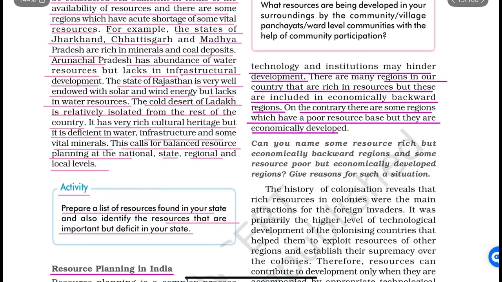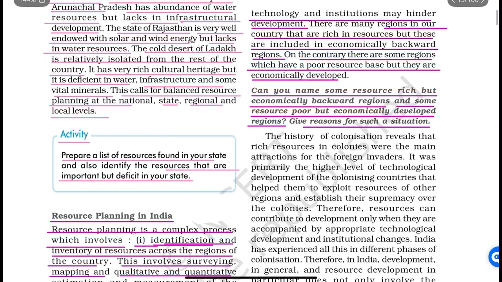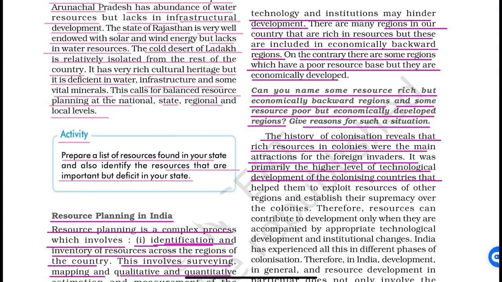And then there is a question: can you name some resource rich but economically backward regions, and some resource poor but economically developed regions? Give reasons for such a situation. The history of colonization reveals that rich resources in colonies were the main attractions for the foreign invaders. It was primarily the higher level of technological development of the colonizing countries that helped them to exploit resources of other regions and establish their supremacy over the colonies.